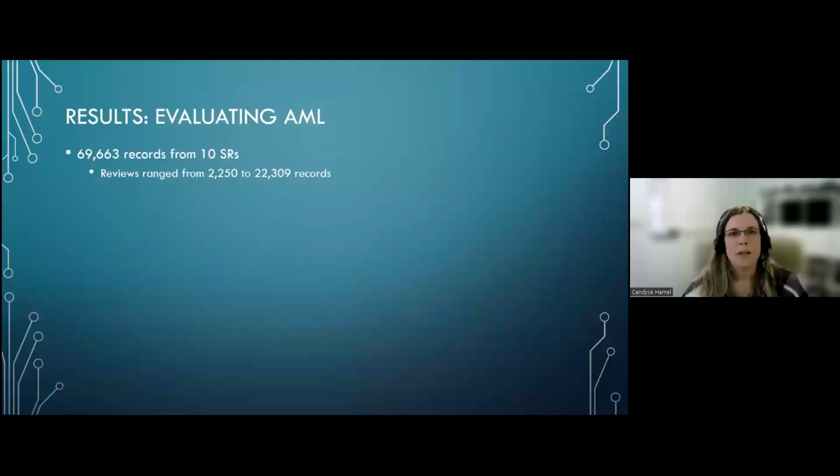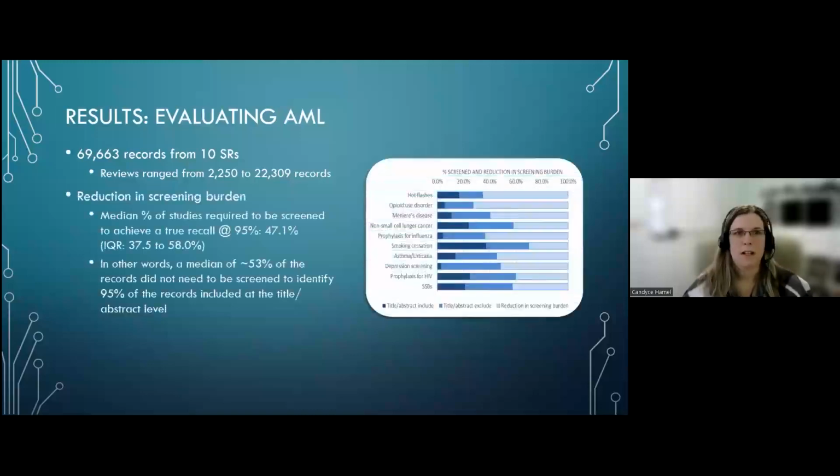So, as I said, we had the 10 systematic reviews. These 10 reviews had almost 70,000 records amongst them, ranging from 2,250 to 22,309 records. And it really did offer a huge reduction in the screening burden. You can see the light blue on the chart on the right-hand screen is what we did not have to screen. What we wouldn't have had to screen, sorry, had we done this prospectively.